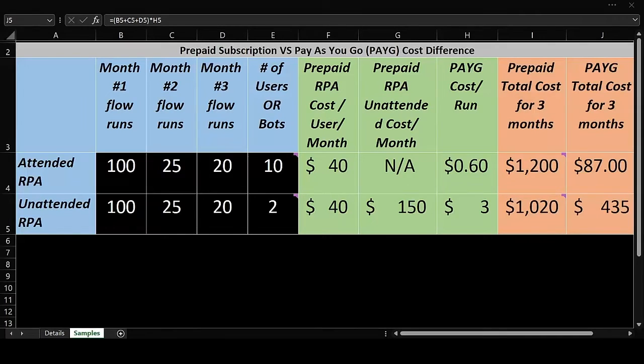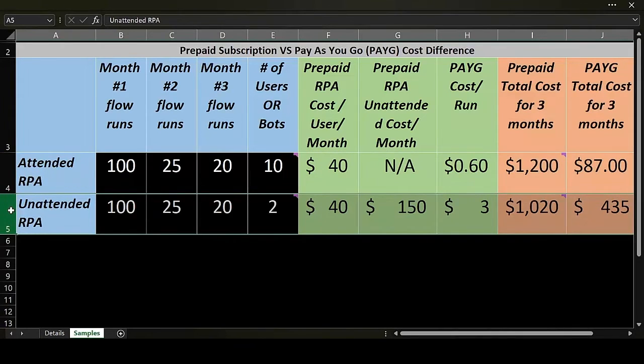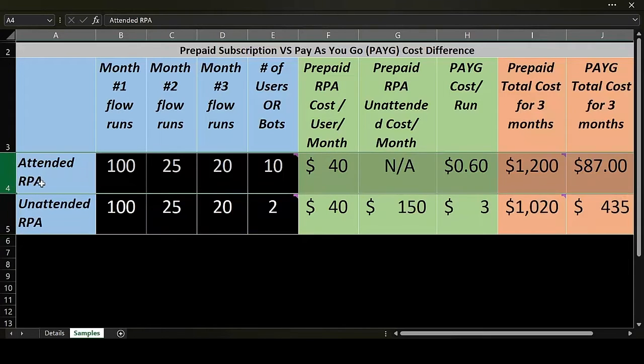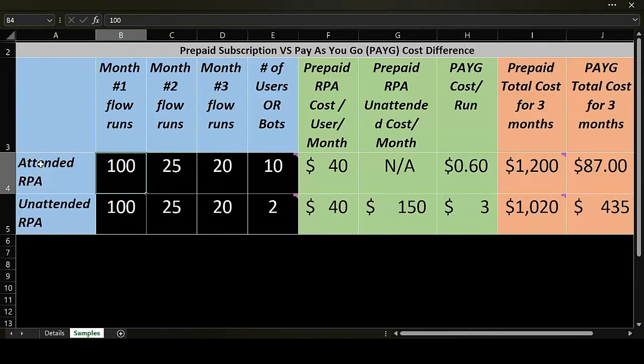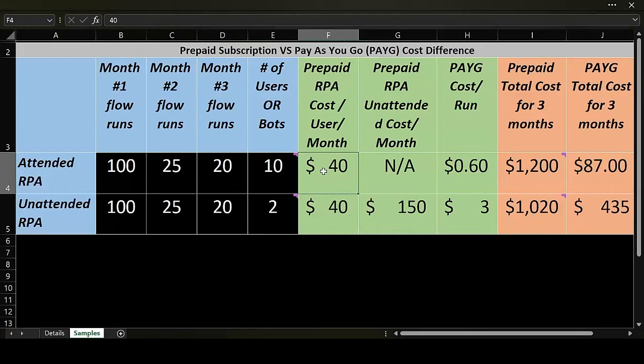So let's take a look at the prepaid subscription versus pay-as-you-go cost difference here. The first row is the attended RPA, the second row is the unattended RPA. We're going to cover the differences on the attended RPA first and then talk about unattended after that. So here's the data for 3 months: month 1, month 2, month 3, and this is the number of users for the attended RPA. This is the cost for having attended RPA, which is $40 per user per month. And this is the cost for running RPA for pay-as-you-go, which is 60 cents. Now, here are the calculations that I have done.